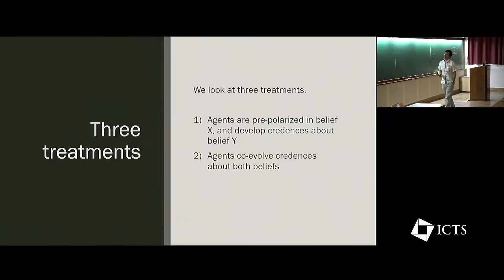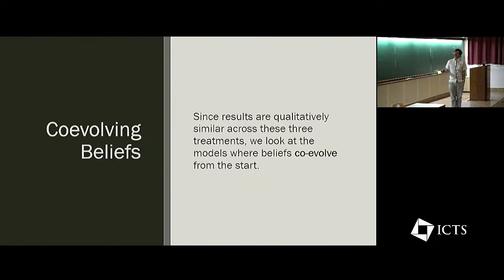The second one is that agents just co-evolve credences about both beliefs. They aren't initially polarized. We just randomly seed credences across these two domains and then just see what happens. And then finally, we consider the case where you have more beliefs, right? And so we look at three. In principle, you could look at more. Although one of the things I'm going to point out is a way in which more beliefs kind of complicates things. Okay, so in fact, the results are pretty similar across these three treatments.